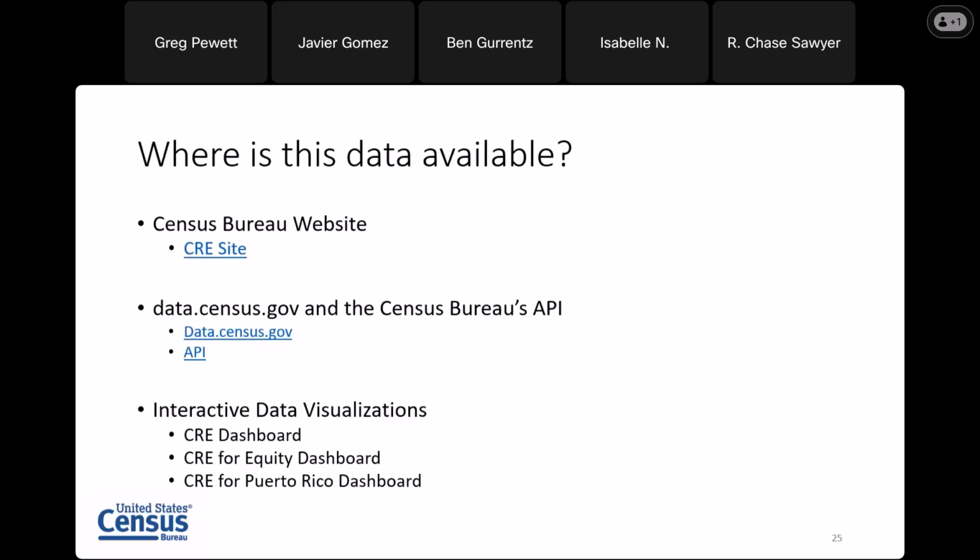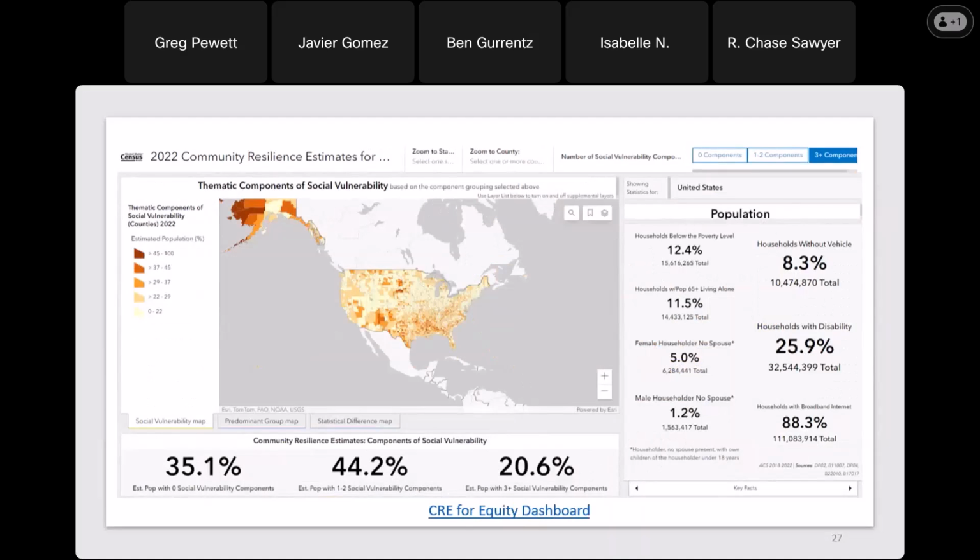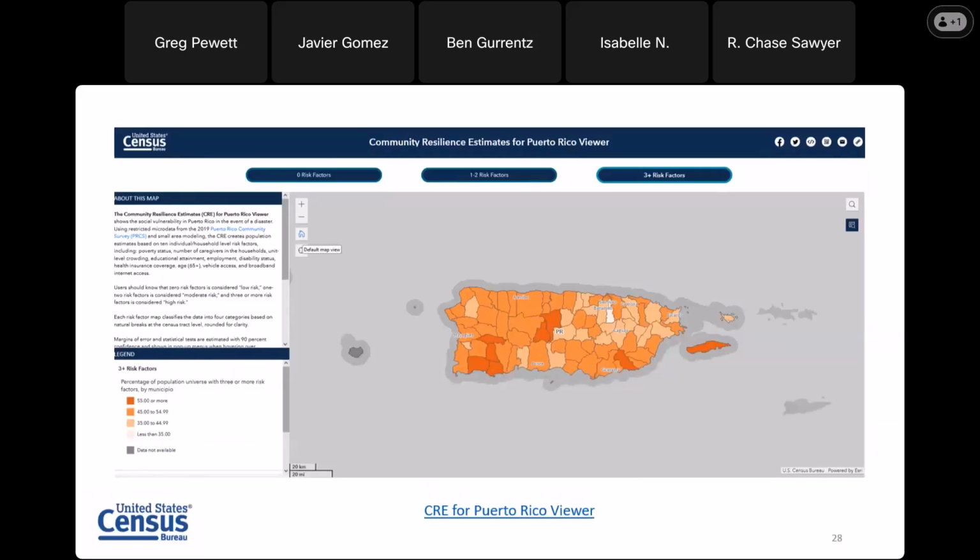Finally, we have published several data visualization applications that allow you to explore the CRE data. Those are the CRE dashboard for standard CRE, CRE for equity dashboard, and CRE for Puerto Rico.